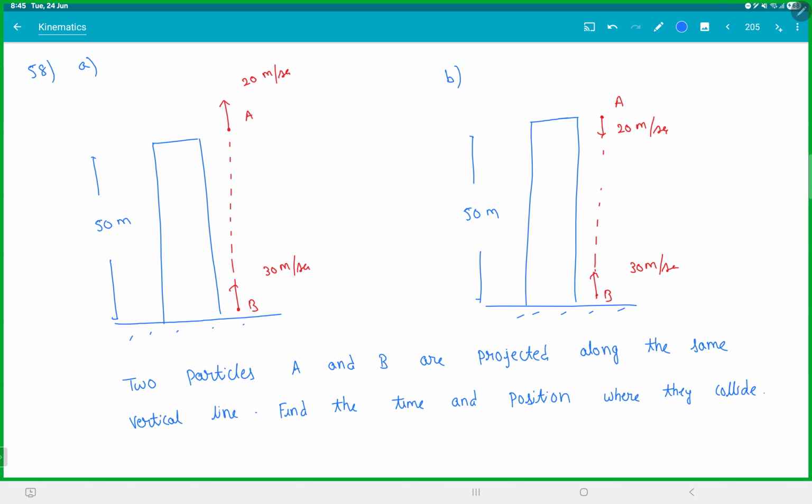Right, Samyak. It's not coming. Right, Ishman. Let's see the first one.